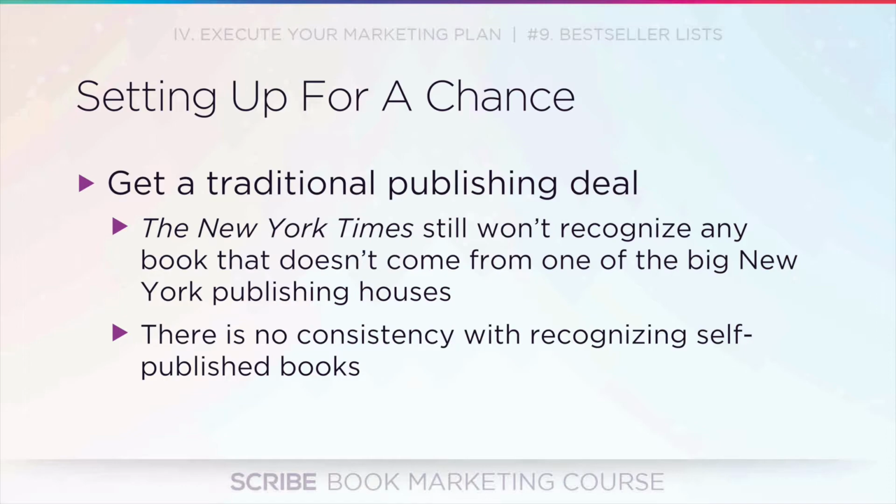Furthermore, even if you publish with a traditional house, there is no guarantee the New York Times will list your book. Great example is Jordan Peterson. He wrote a book called The 12 Rules for Life, I think it was called. He sold about 50,000 copies the first week. He outsold the #1 nonfiction book on the New York Times list by at least 2x. I think it might have been 3x. His book was nowhere on the list.